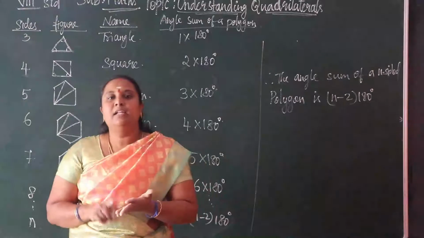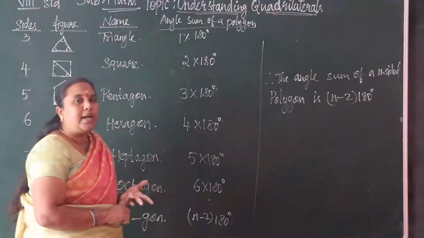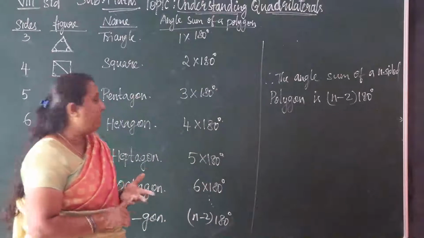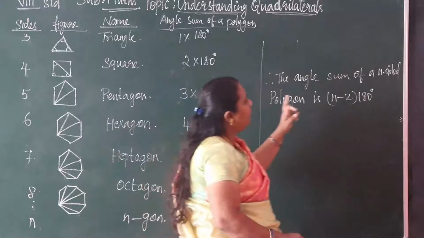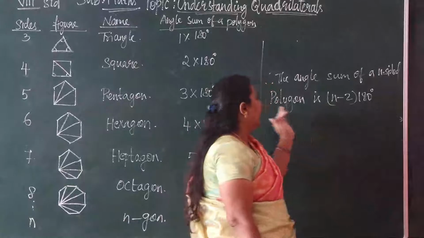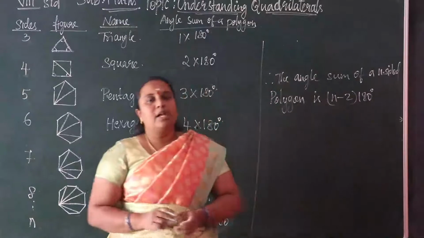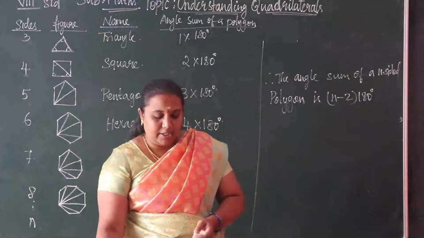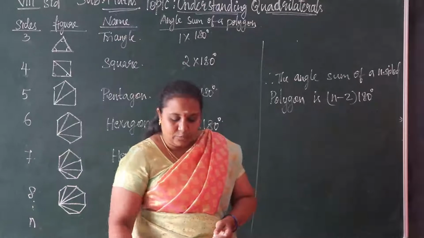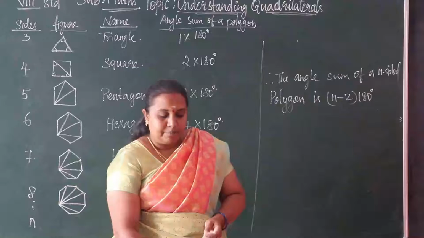You know how to divide the polygon into triangles, so we can divide it and find the angle sum of an n-sided polygon. The formula is n minus 2 into 180 degrees. That is given in your textbook. Let us find one example for this.